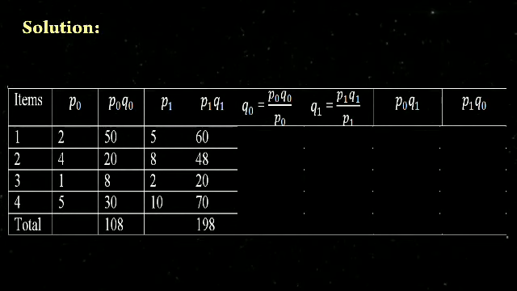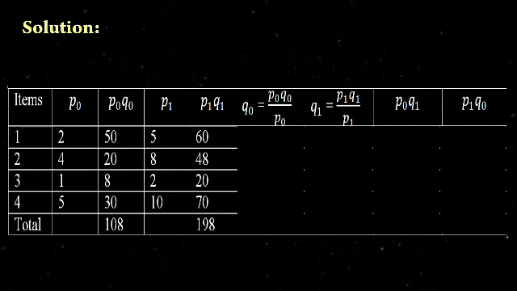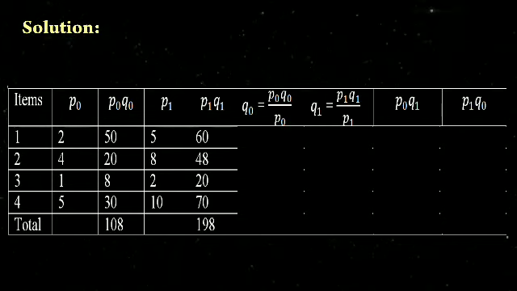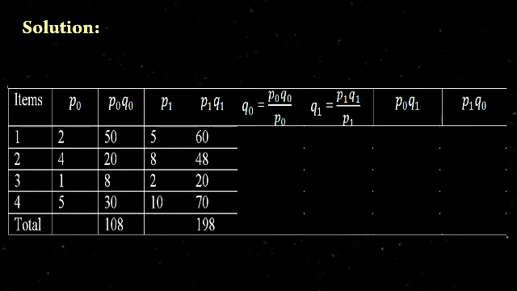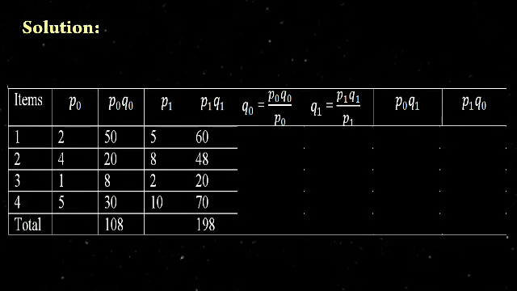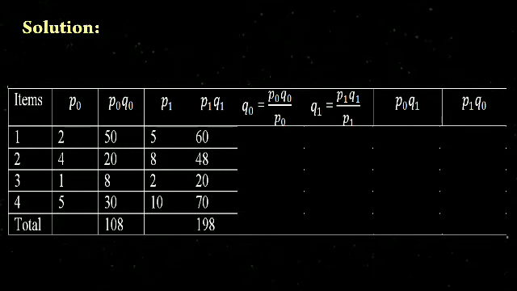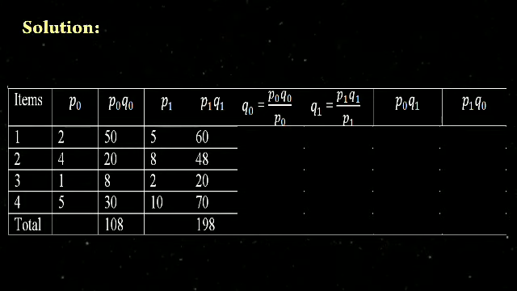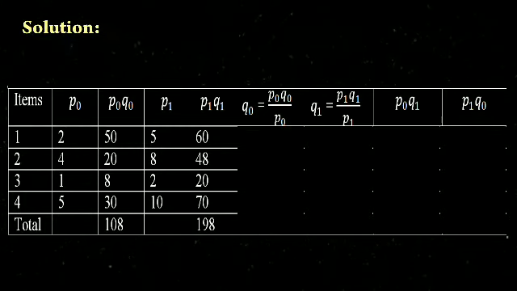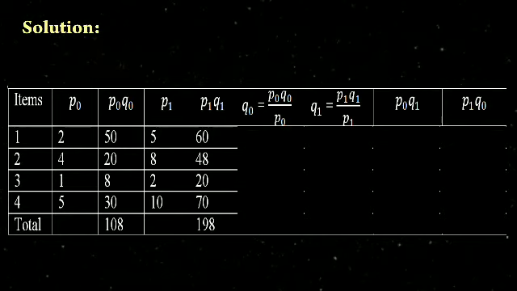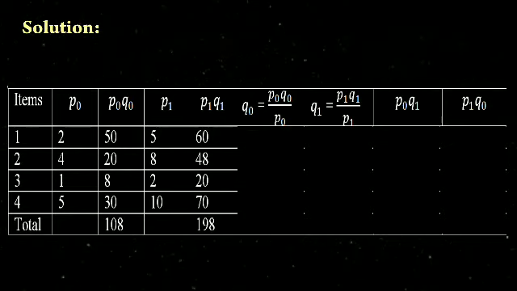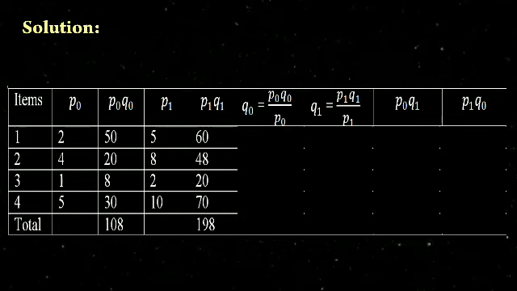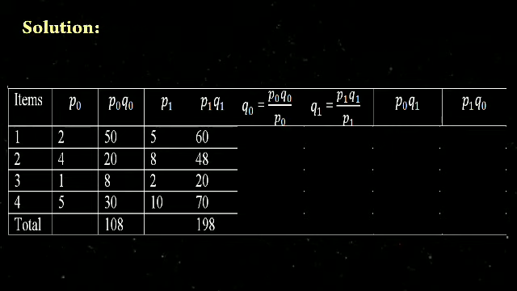The first column contains the items 1, 2, 3, 4, and include one more row to find the total values. Second column, base year price values are given, so denote it as P naught and copy the data 2, 4, 1 and 5. Next set of data, total expenditure. Expenditure is P naught Q naught, so the notation is P naught Q naught and copy the data 50, 20, 8 and 30. Next column, P1 is given, price for the current year. So copy the data 5, 8, 2 and 10. After that, expenditure for the current year, P1 Q1, product of price into quantity.